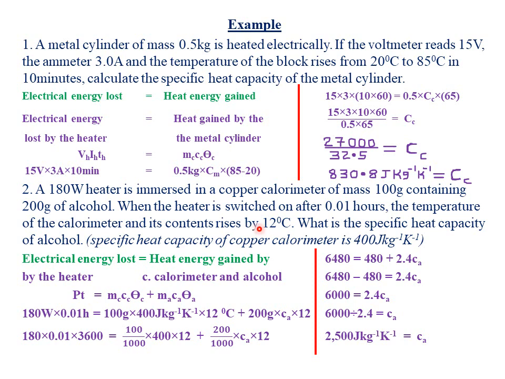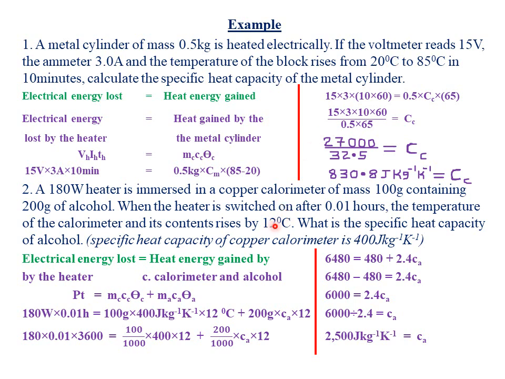Then if you are told the temperature rises to, that means it is the final temperature. For example, in this case, the temperature was rising from 20 degrees. So 20 degrees is the initial temperature, then it was rising to 85 degrees. So that is the final temperature. Then here we are told that the temperature rises by. So by 12 degrees Celsius, it represents the difference between the initial and the final temperature.